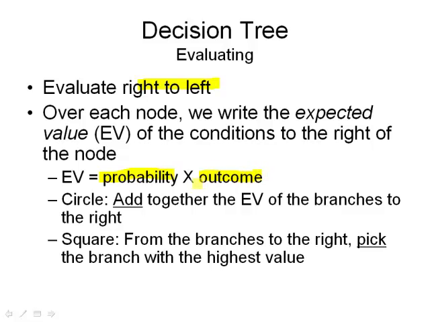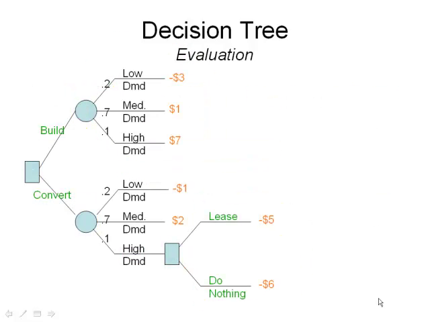So if I go pro, maybe there's a 70% chance that I make $1 million and a 30% chance that I get hurt and I don't make anything. The expected value would be the sum of each probability times the outcome: 70% of $1 million plus 30% times 0. So for each circle, we add together the expected values of the branches to the right, and for each square, we just pick the branch with the highest value to the right.